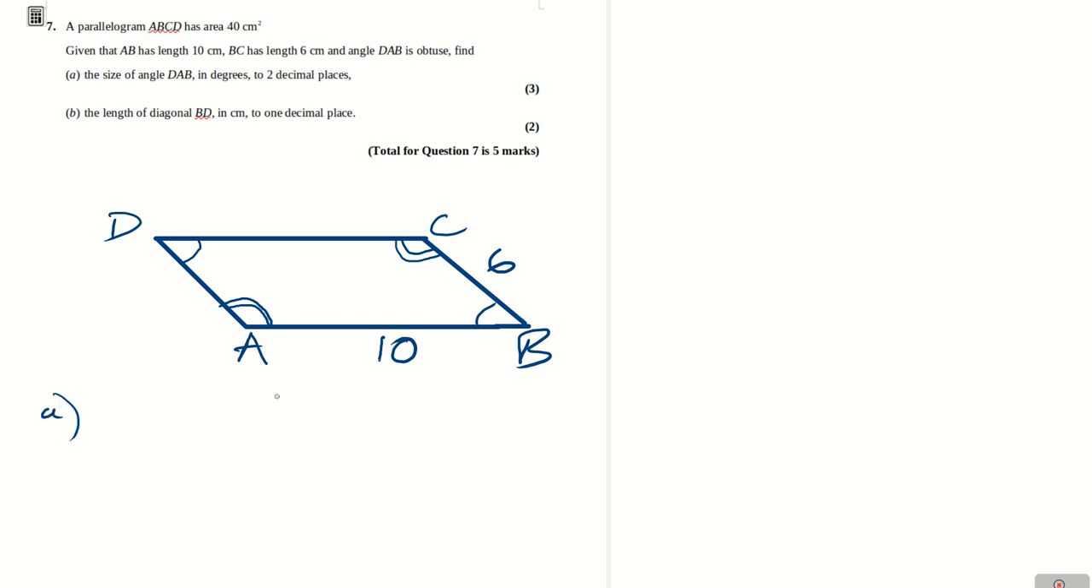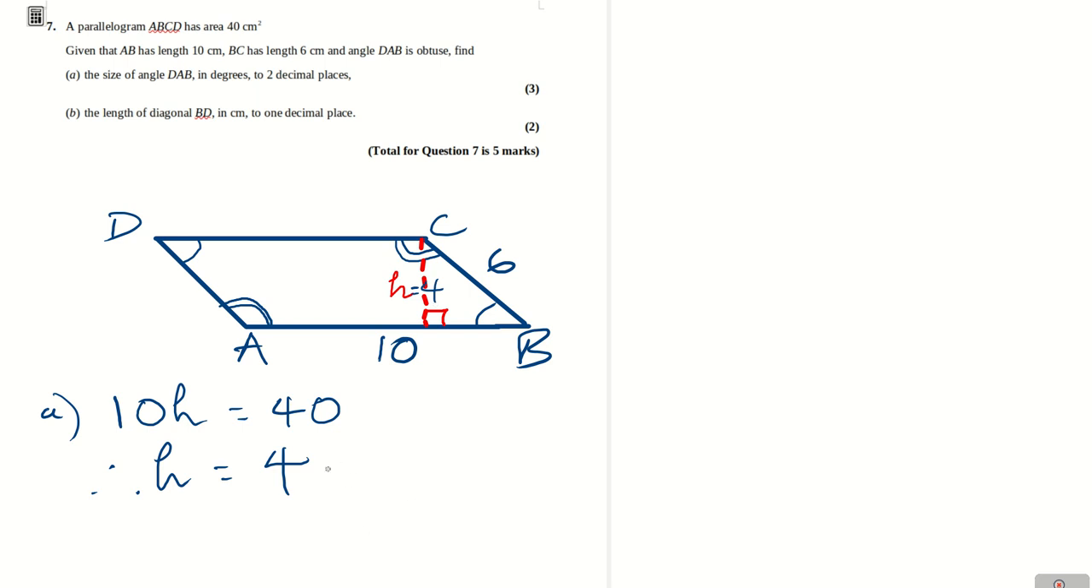Now, we've got to work out the size of DAB, so the size of this obtuse angle at A. And we also know that the area is 40. Right, now the area of a parallelogram is actually, if I draw the perpendicular there, and let's call it H, that's the perpendicular height. Now the area is going to be the base 10 times the perpendicular height, and we know that that's got to be equal to 40. Therefore, we know that the perpendicular height's got to be equal to 4, so H equals 4.